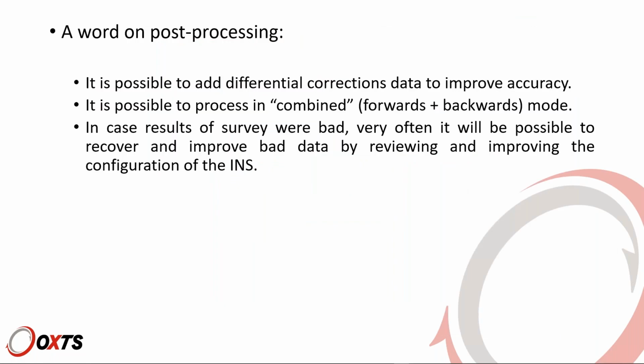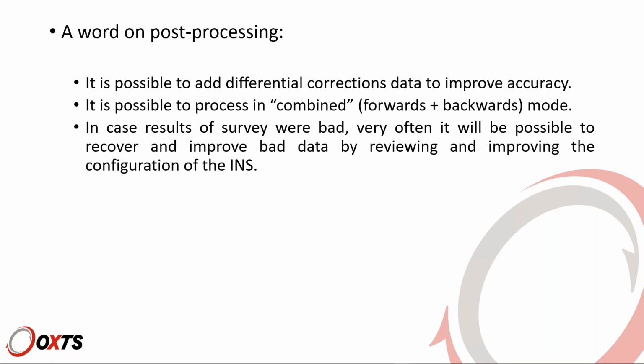It's worth keeping in mind that there is a number of things that you can do in post-processing. First of all, you can add differential corrections, as we just discussed, to improve the accuracy. You can process in combined mode, and I'll show you an example in a second. And in case your results were not as good as you want them, hopefully if you do all the things that I've just described, you will have good data. But still, if it happens that you don't have fantastic data, there are a number of things that you can do in post-processing by changing the configuration, by tweaking a few aspects, enabling or disabling a few things to try to review your data and improve it.